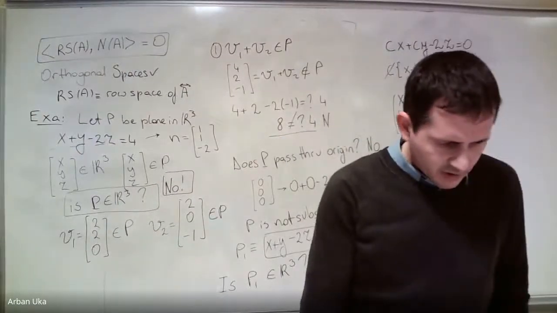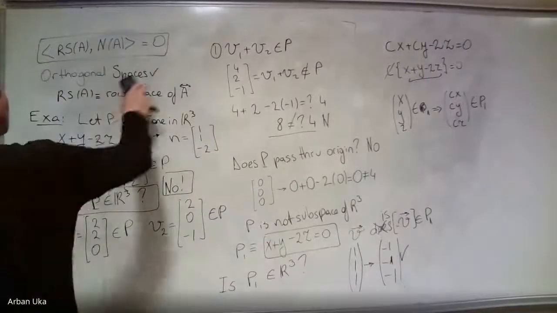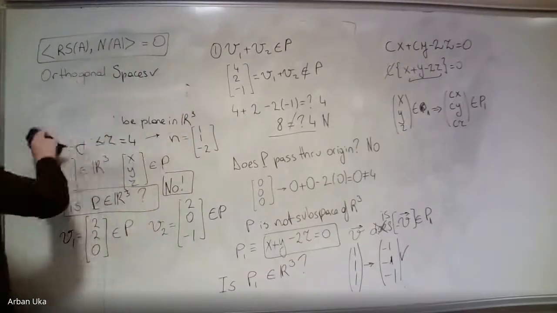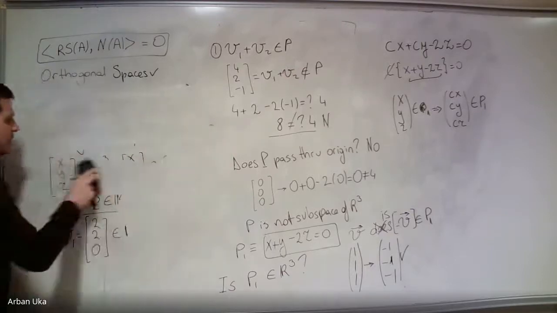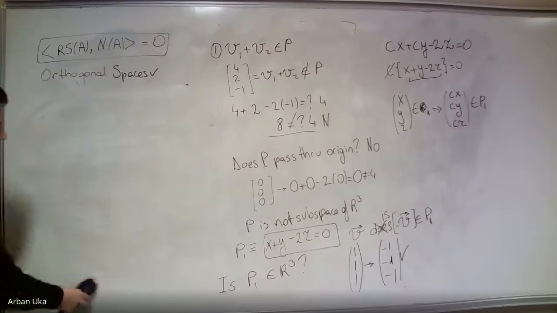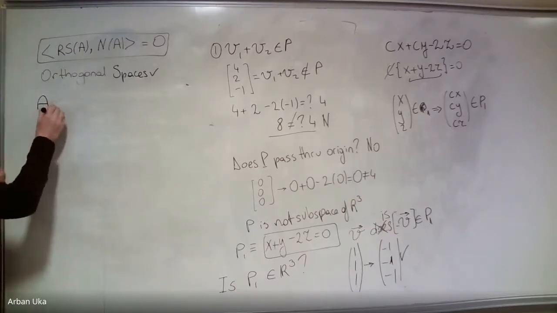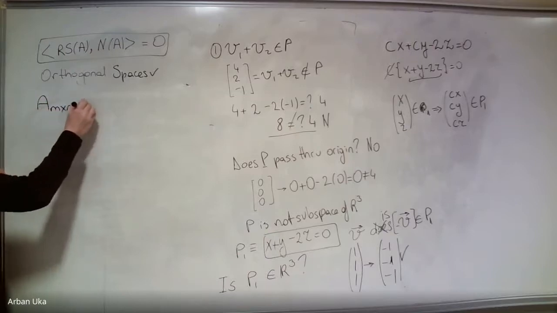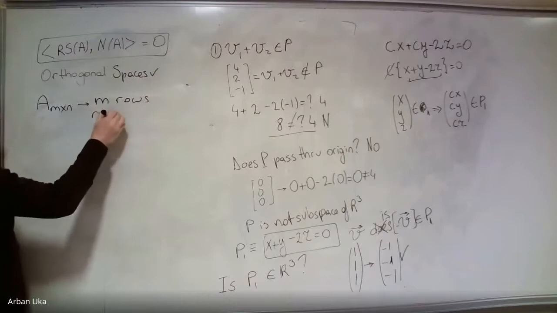Now, when it comes to the definitions, a few definitions of the spaces of a matrix. So apparently we have the null space, right? We have what was the other one? We can also define the null space. For any matrix A, which is m by n, this has m rows and n columns.